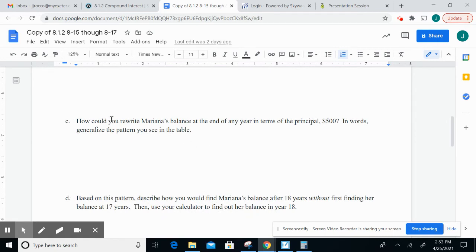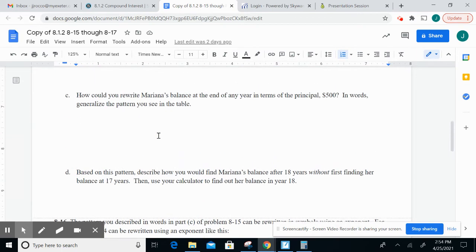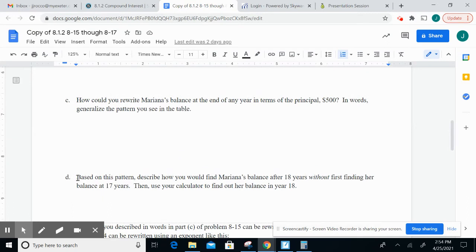So it says, how could we rewrite Mariana's balance at the end of any year in terms of the principal 500? As in, like I said, what about 20 years down the line? We don't want to sit here and take it times 1.05 20 times. There's an easier way to do it, which we'll get to in a second. I want to read D real quick. Based on this pattern, describe how you find Mariana's balance after 18 years without finding the first 17 years.